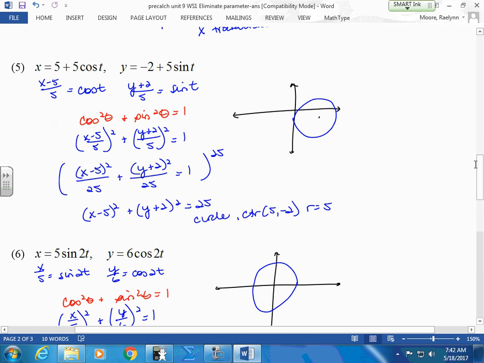Okay, so now I realize I've got something else going on. I solve for cosine, I solve for sine, I use my one identity, I plug it in, and again, I have a circle. Because my two denominators are the same, I have a circle. And this right here tells me that I have a circle. Okay. I pull out my center and my radius.